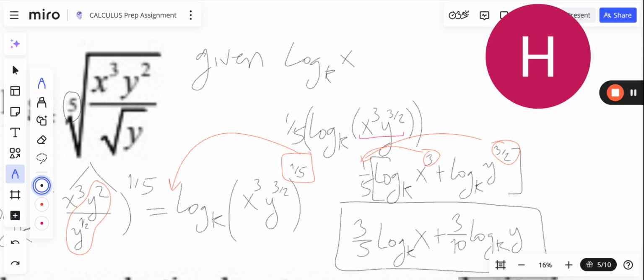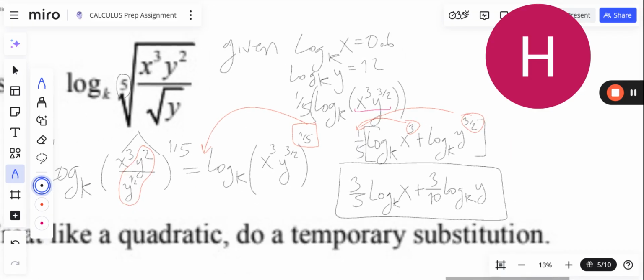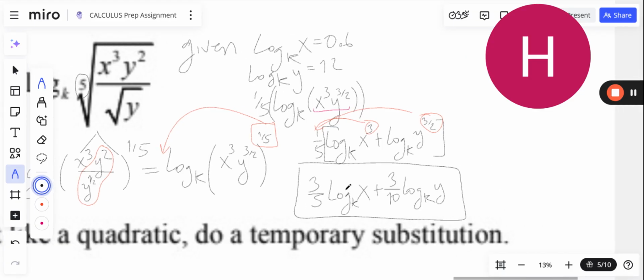that is an ugly k. I don't like the k. Sorry, k. I could do better. 0.6, and log k of y is some other value, I don't know, 12 or something. And you would basically have to peel this logarithm apart very carefully, and then you would plug in the given values to make this go into some kind of decimal.